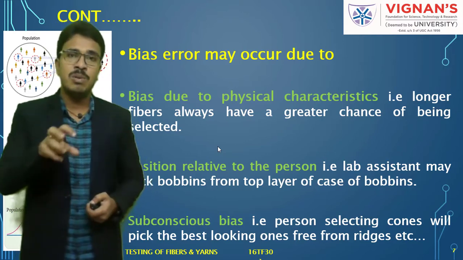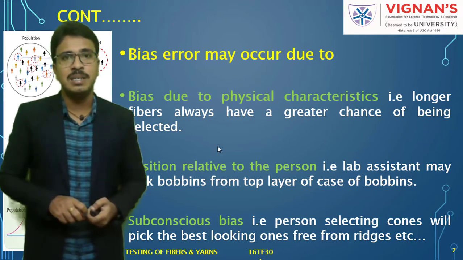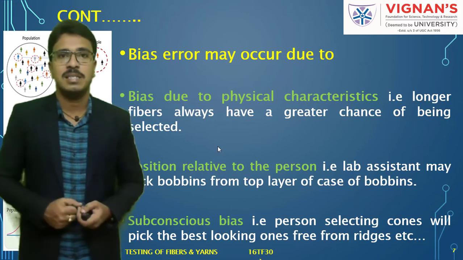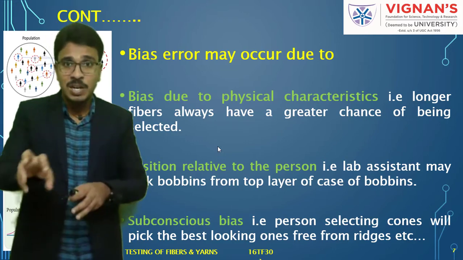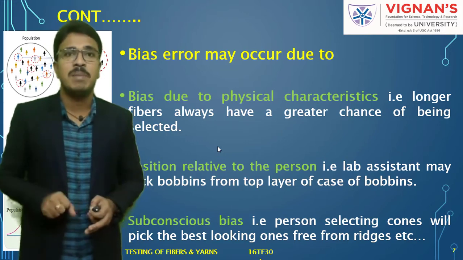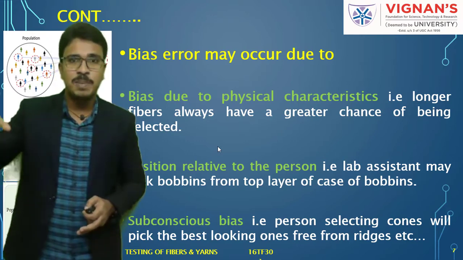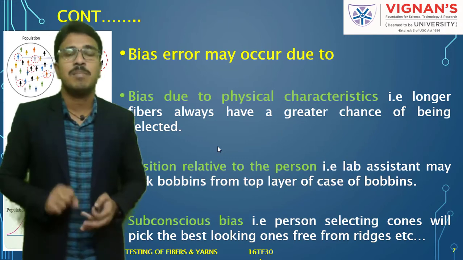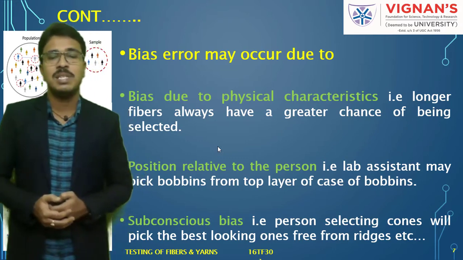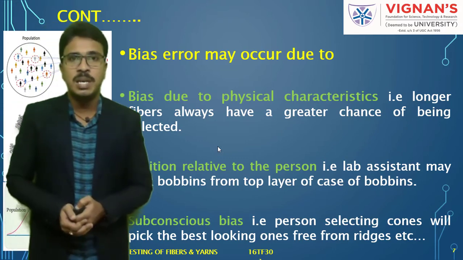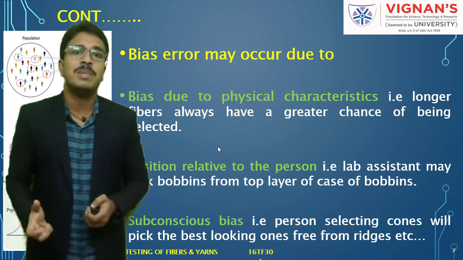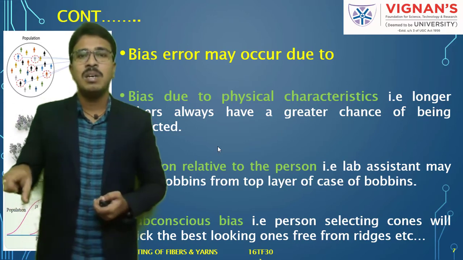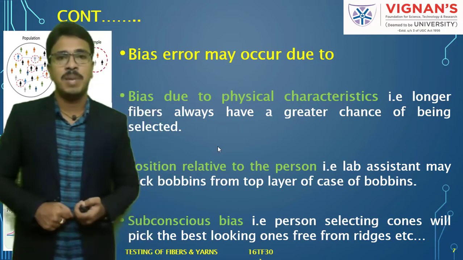So you know the reason behind this bias error, and you have to start overcoming these reasons. While doing sampling, we have to keep in mind that it should be random, and these physical characteristics cannot enter into it. We should keep in mind that the longer fibers always have a greater chance, so while selecting we should keep these things in mind.